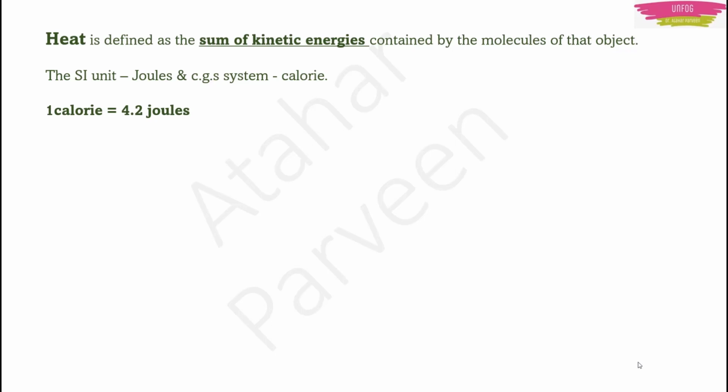Okay. Now, what is the SI unit of heat? It is joules, and in CGS system, the unit for heat is calorie. There is a relation between this joules and calorie. 1 calorie is equal to 4.2 joules.